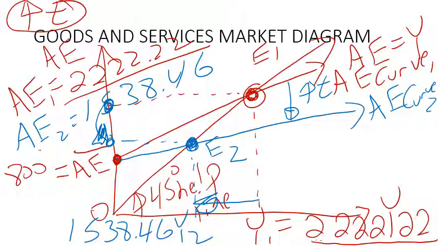Now, you will notice that the new aggregate expenditure curve, AE curve 2, started from this point here. It started from autonomous aggregate expenditures. Why is that so? Well, because none of the autonomous factors changed. Autonomous consumption did not change. Autonomous investments did not change. Autonomous government spending did not change. Autonomous net exports did not change.